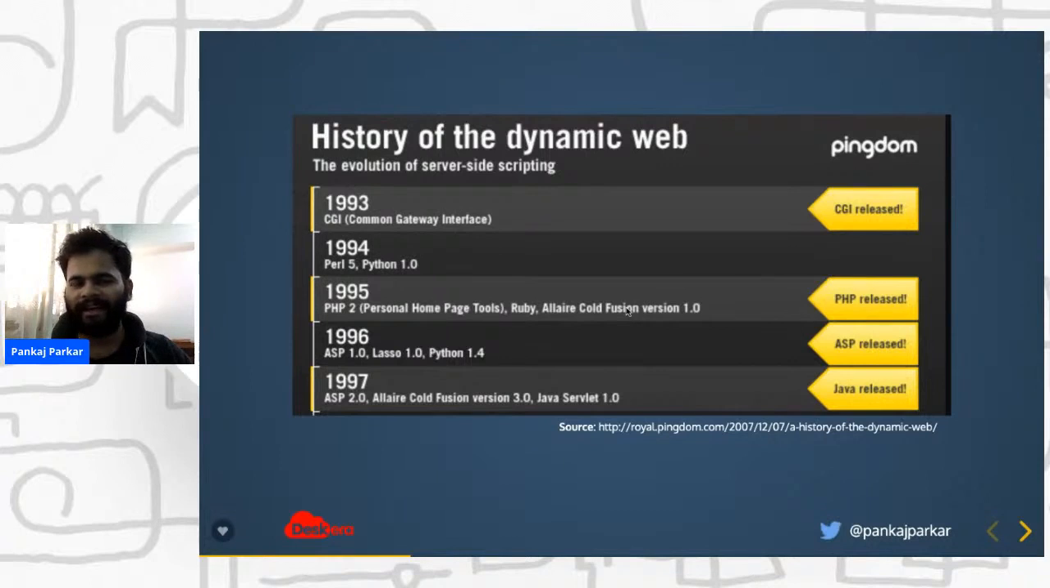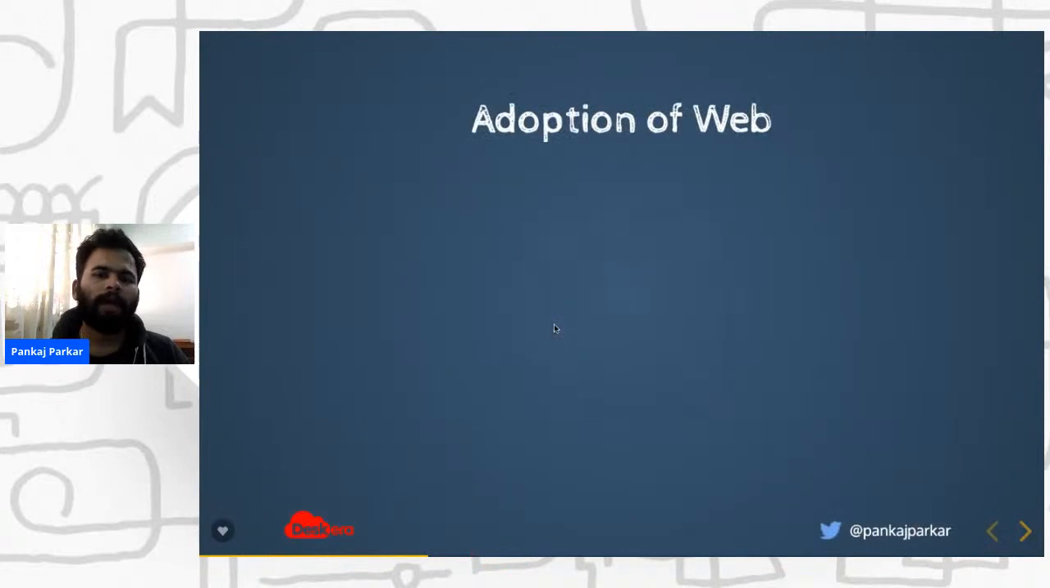So initially the Common Gateway Interface came in 1993, then Perl, then PHP2, then ASP, Java, those guys came into the picture and they started contributing to the dynamic web. And this way, these things were quite interactive because they were following the SOAP and REST standards, and also they were serving the page from the server itself. And that's where the adoption of the web started.